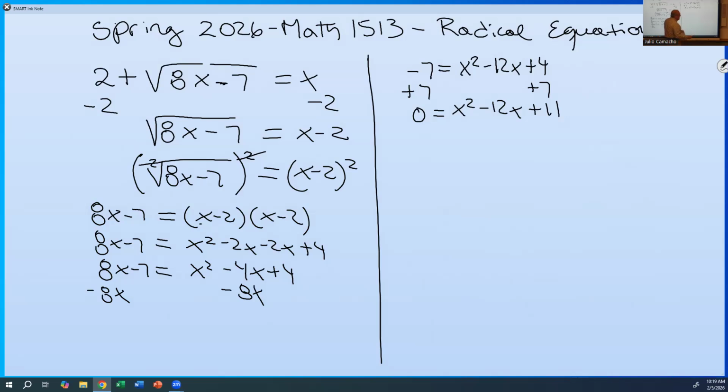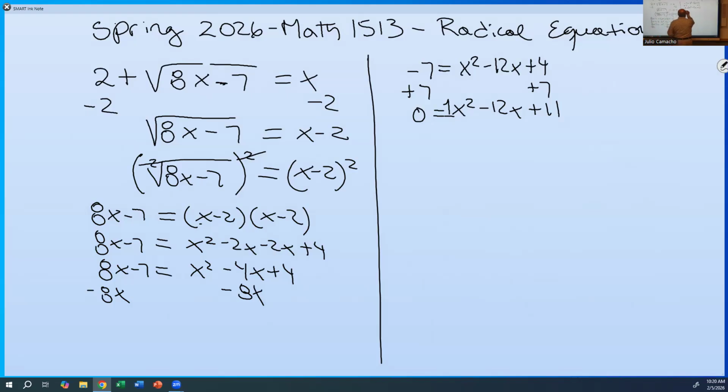And I have a quadratic trinomial with leading coefficient 1, because if you don't have a number in front of the x squared, you know that it's 1 by default. So that means shortcut.